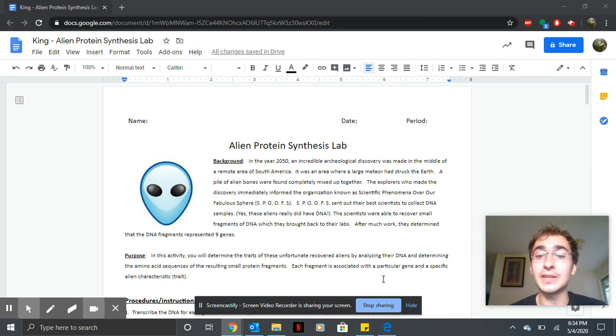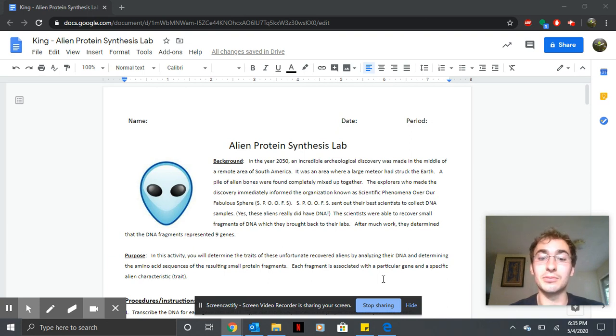It is the year 2050. An incredible archaeological discovery is made in the middle of a remote area of South America. It was an area where a large meteor had struck the Earth. A pile of alien bones were found completely mixed up together. The explorers who made the discovery immediately informed the organization known as Scientific Phenomena over Fabulous Sphere, or SPOOFs, which sent out their best scientists to collect DNA samples.